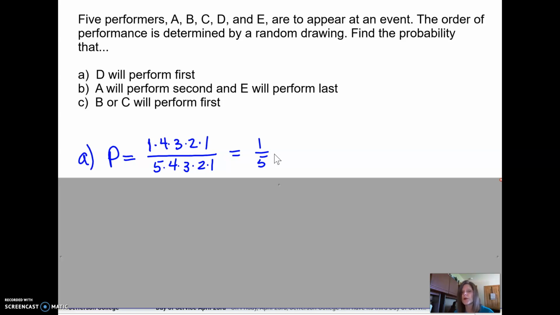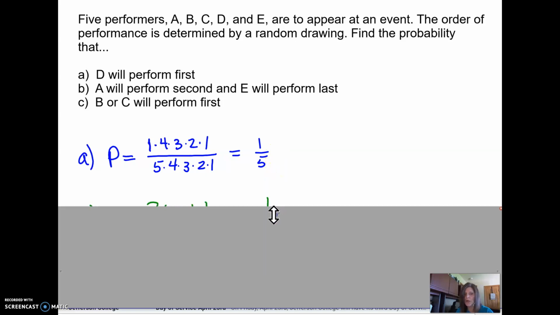The next one's a little bit more complicated. It says we want to find the probability that A will perform second and E performs last. Now, if you think you've got an understanding here, go ahead and hit pause, write it down, and then check your answer. All right, let's talk about it.